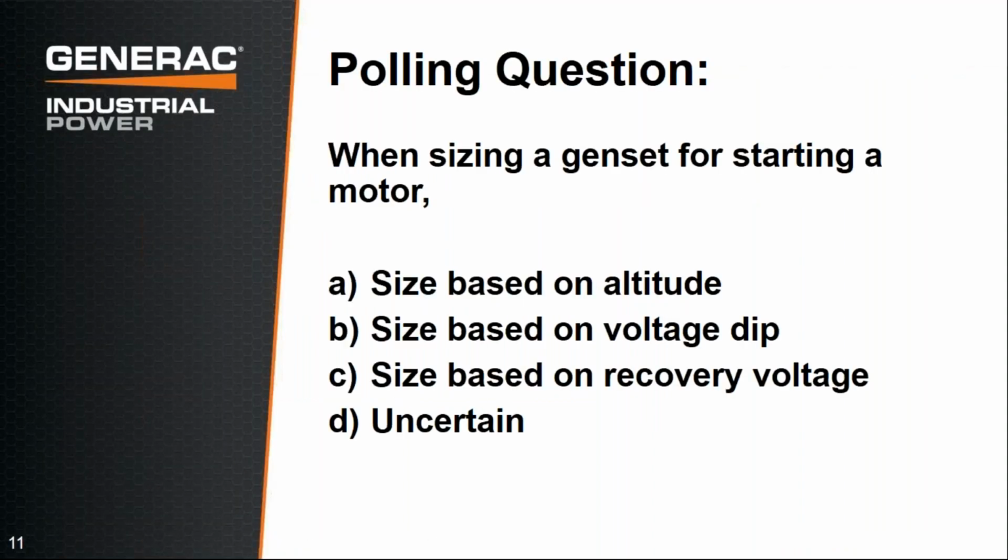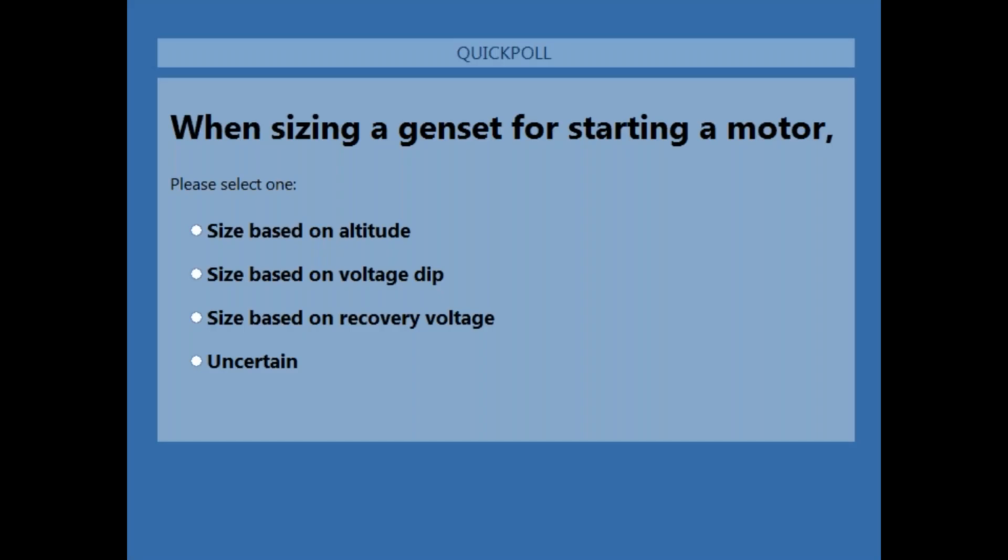Which leads us to our very first polling question. And the question is, when sizing a genset for starting a motor, please select one of the options: size based on altitude, size based on voltage dip, size based on recovery voltage, or uncertain.